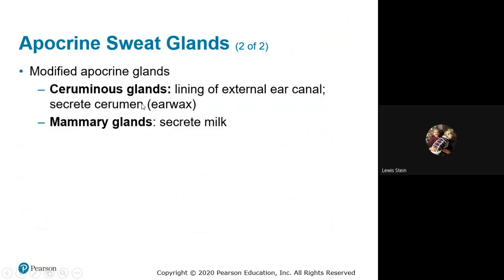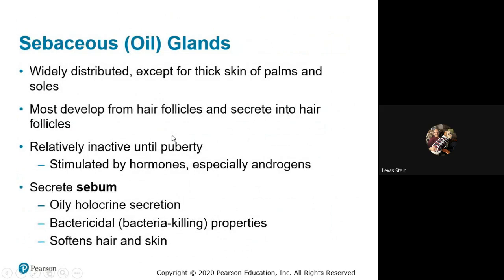And here are the ones that are modified: earwax, mammary glands, and everywhere there's a hair follicle, there's one of these. And understand, sweat pores and hair follicles go through the skin. That's the good news. The bad news is they're entryways for infection.